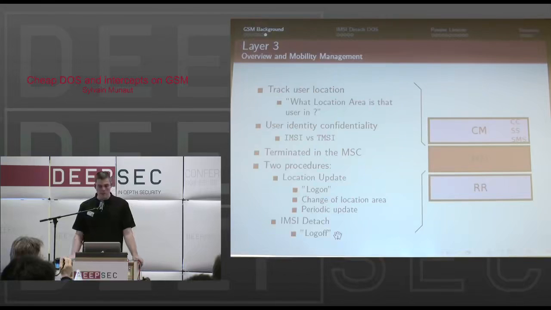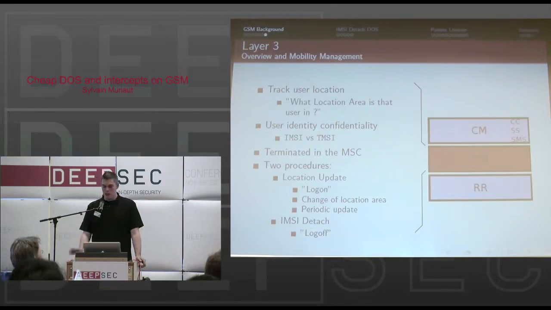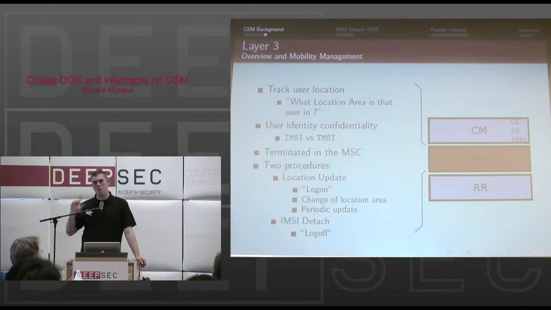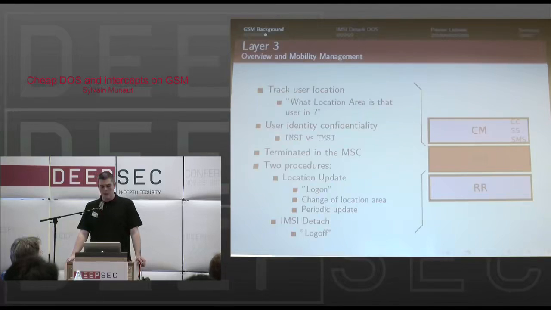Up to layer 3 now, we'll skip layer 2. It's subdivided again, and the lowest layer, which is called the radio resource management, RR, basically establishes point-to-point connections. And what we really want to know is the upper layer, which is called MM for mobility management. This is what we will exploit in the IMSI detach trick. And its main function is basically to track the user.